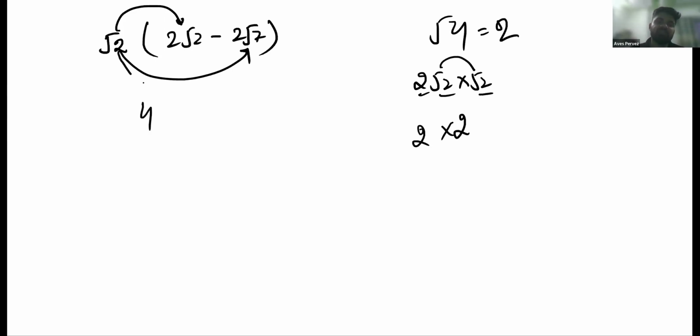And when this is multiplied with this one, what will you get? 2 root 7 multiplied by root 2. What will you get? 2 root 14. Yes, it is correct. 2 root 14.